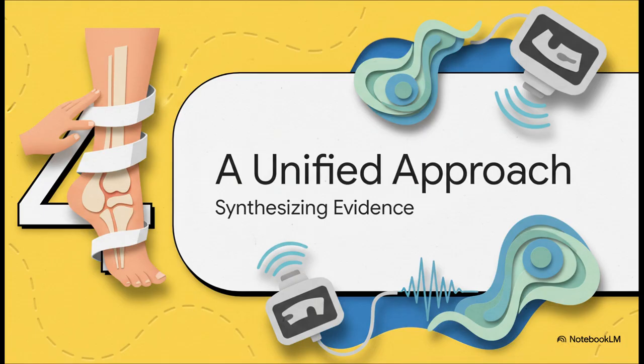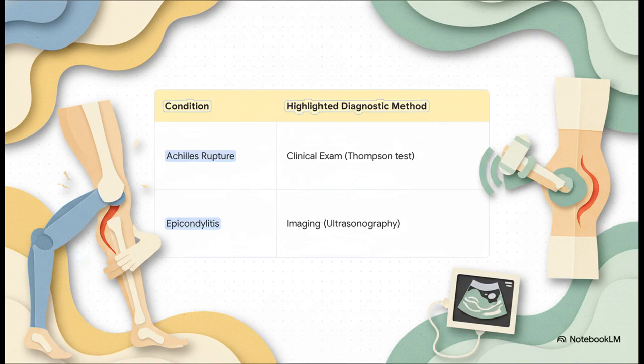So let's pause and pull this all together. We've seen two different tendinopathies and two pretty different ways to get to the diagnosis. Let's synthesize this into one clear takeaway. This table really just lays it out perfectly. For an acute Achilles rupture, your go-to is the clinical exam, hands down. It all hinges on that Thompson test.